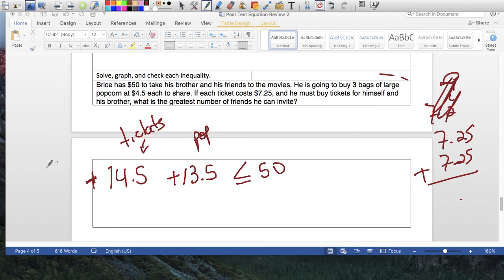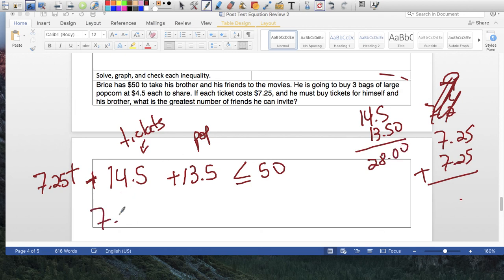So how many friends can he invite? Well, how much is each ticket? 7.25 per ticket. So let's combine these two. So right now he knows for sure he's going to be at $14.50 for himself and his brother plus the bags of popcorn, and that's going to be equal to $28. So 7.25 times the tickets he's going to buy, depending on how many friends he can invite, plus 28 that he's going to spend for sure. He's going to cover himself, his brother, and popcorn.